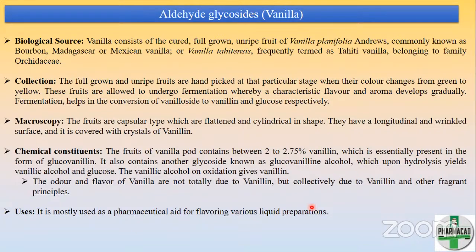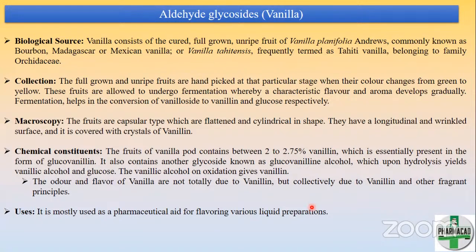In aldehyde glycoside, there is only one drug to study, which is vanilla. The vanilla flavor, like in ice cream, the same vanilla, where does it come from? That is from the unripe fruits of Vanilla planifolia, commonly known as Madagascar or Mexican vanilla, or Vanilla tahitensis, frequently termed Tahiti vanilla, belonging to family Orchidaceae. Why is vanilla flavor expensive? Because it belongs to the family of orchids.